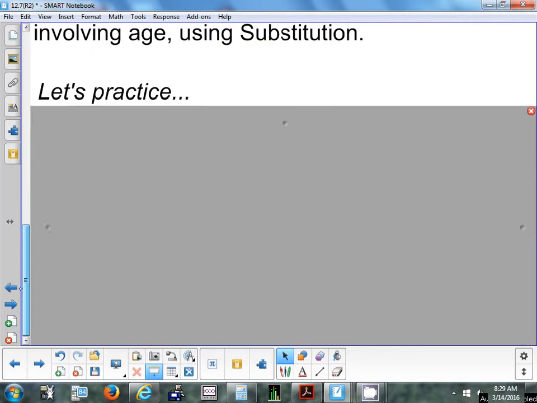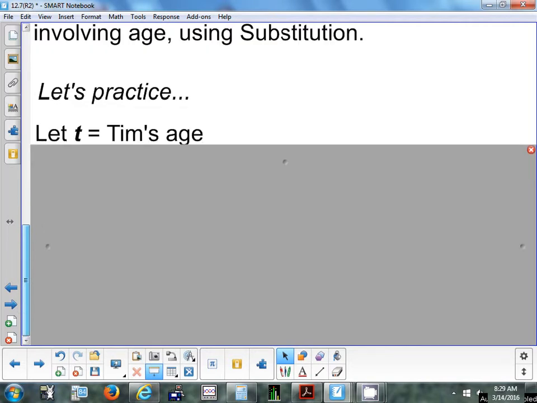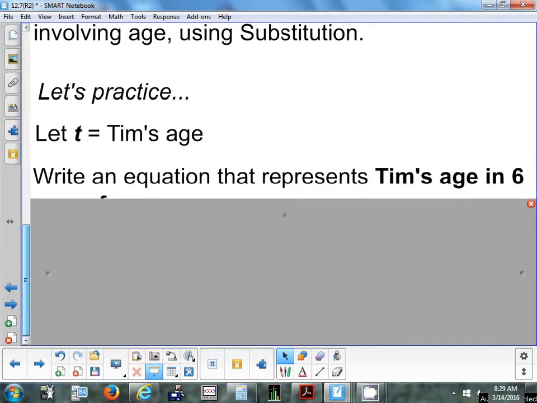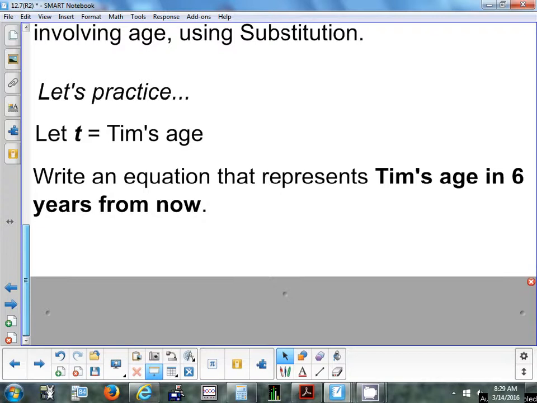Let's look at some of the phrases we're going to see. Let's say Mr. Hager and I are telling you right now, we're going to let T equals Tim's age. So wherever you see Tim's age, we're going to put the letter T. Write an expression that represents Tim's age in 6 years from now. What would I write? Who can tell me? Ryan? T equals 6? Not T equals 6. T plus 6.